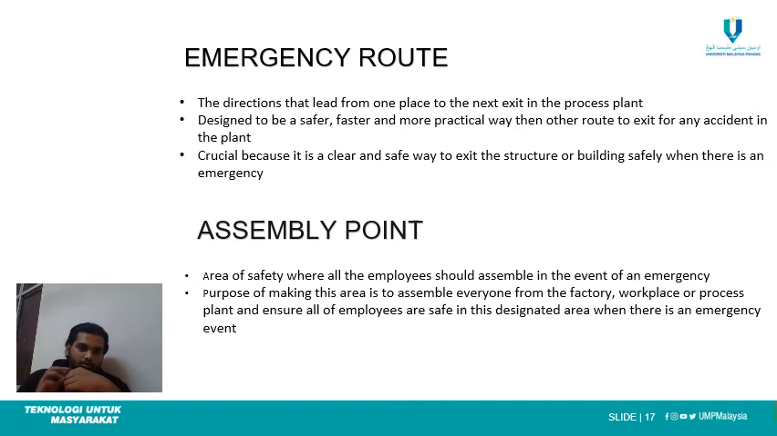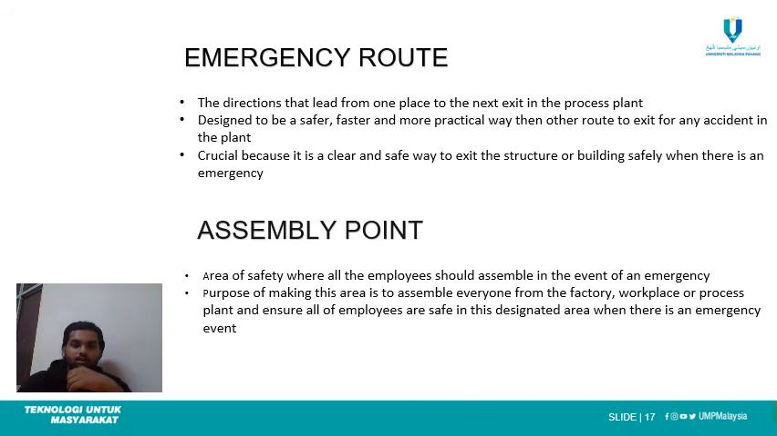Emergency routes. So emergency routes are the direction that leads from one place to the nearest exit in the process plant. The emergency routes are designed to be a safer, faster and more practical way than other routes to exit for any accident in the plant. It is crucial because it is a clear and safe way to exit the structure or building safely when there is an emergency. So the emergency routes are always clear of any blockages for the employees to evacuate the plant.